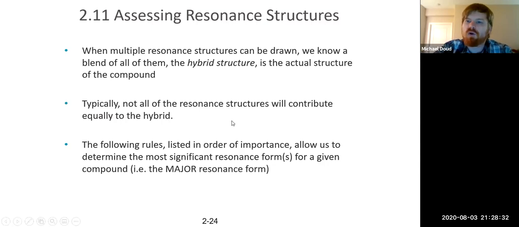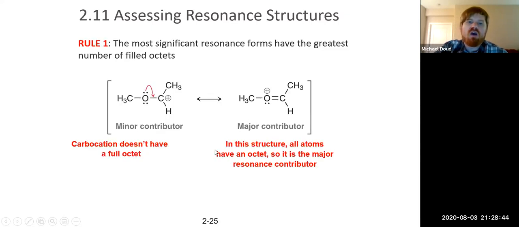It's all about the formal charges and the way the formal charges are listed. Once we figure out which one is the best for the individual rules, we can identify what the major contributor to the hybrid structure is going to be. Okay, so first up, rule number one: the most significant structure is going to have the greatest number of filled octets. So rule number one is basically the octet rule.